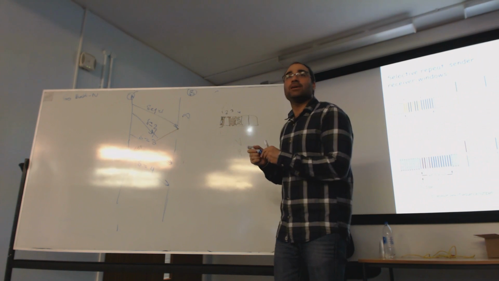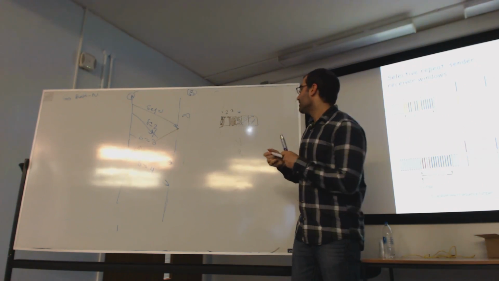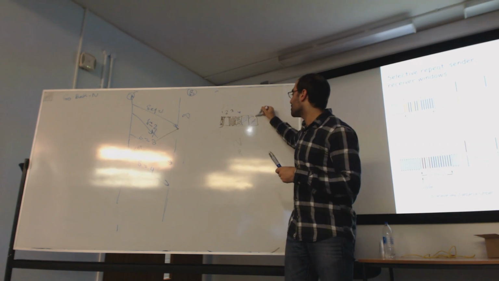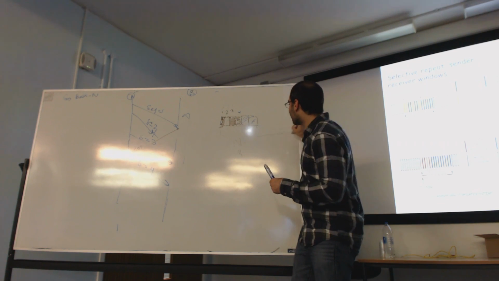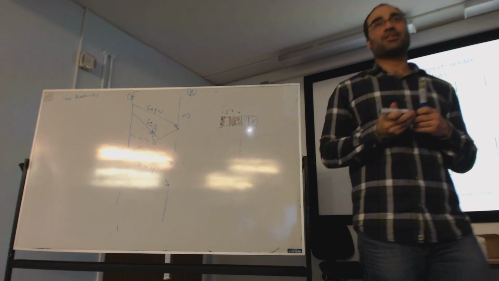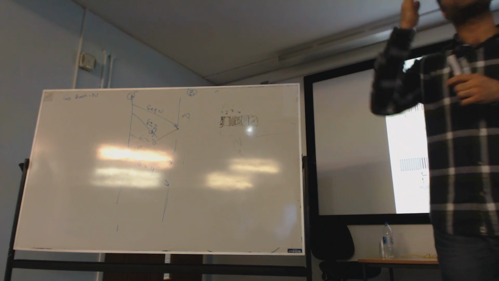The window size allows you to receive up until that one. Whenever you receive that one, the window will shift, and now you are allowed to receive more, okay? That will make sense in the next slide because I'm explaining that in detail.